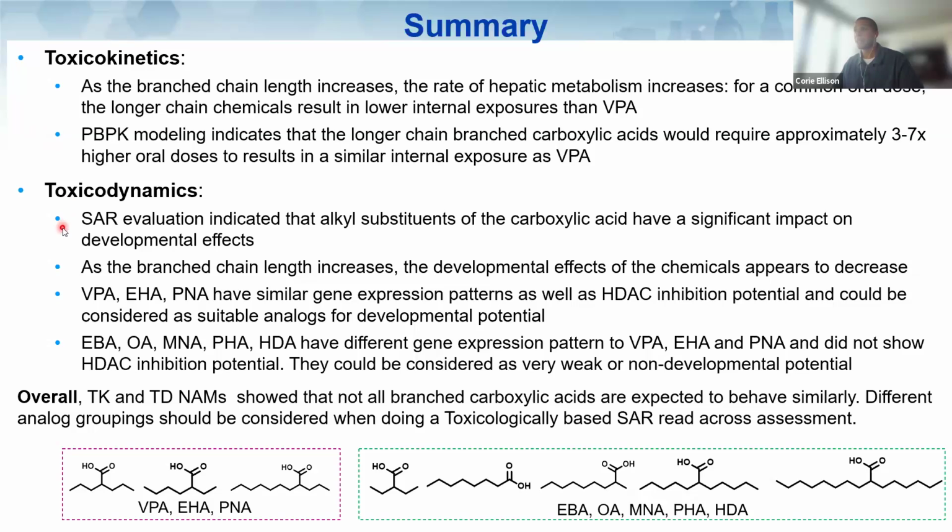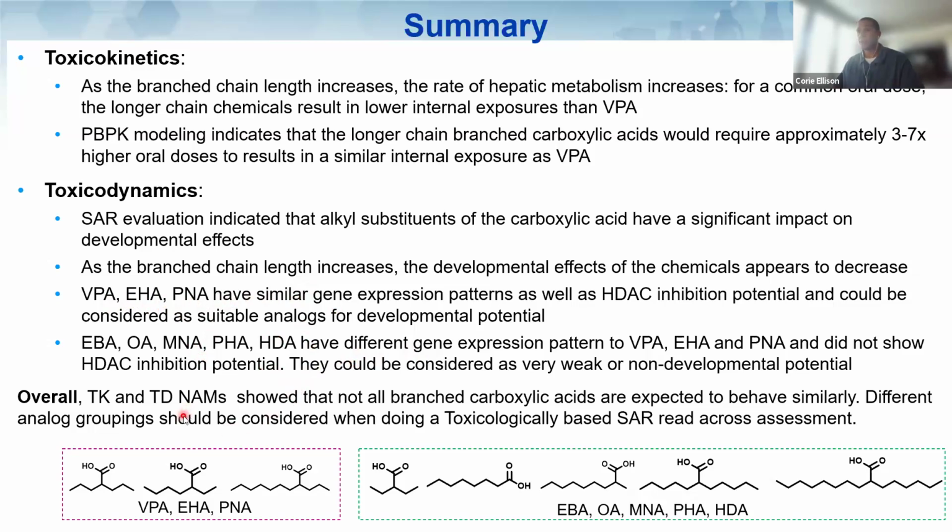On the toxicodynamic side, the NAMs showed that substituents on the carboxylic acid have a significant impact on the developmental effects. As the branch chain length increased, the developmental effects of the chemicals appear to decrease. Valproic acid, ethylhexanoic acid, and PNA had similar gene expression patterns as well as HDAC inhibition potential and could be considered suitable analogs for developmental potential. The other case study chemicals have very different gene expression patterns when compared back to VPA, EHA, and PNA, and they also did not show HDAC inhibition potential. So these chemicals can be considered as very weak or not having developmental toxicity potential.